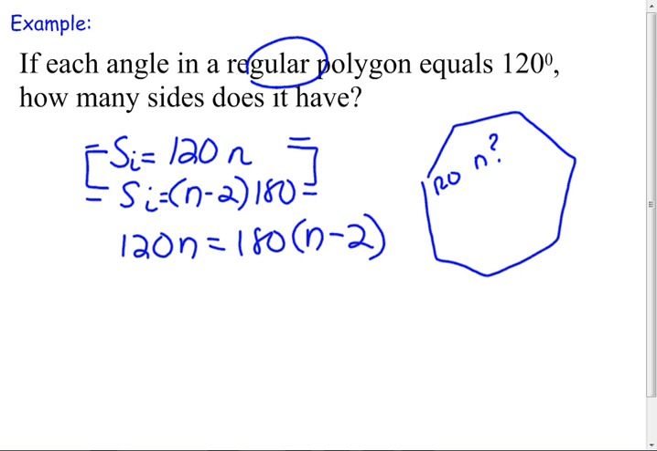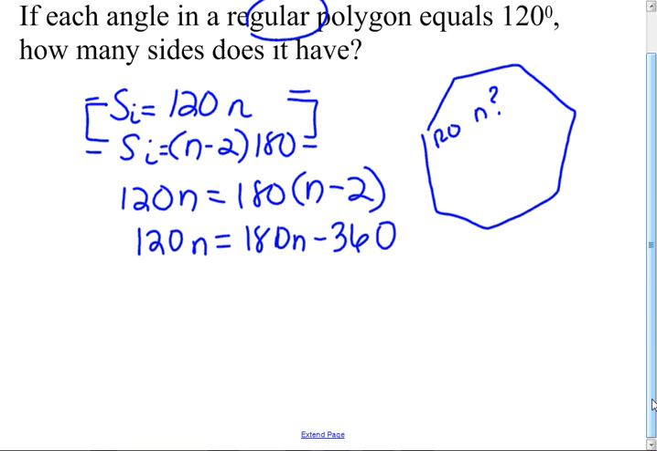The sum of the interior angles, I got 120 for each one of those vertices. There's n of them. I don't know how many. Could do guess and check. And I also know that if I can find the sum of the interior angles by subtracting 2 from n and multiplying by 180, no matter how I do the problem, it's got to be the same. So I just set them equal. So 120n equals 180n minus 360, which is our very first formula.